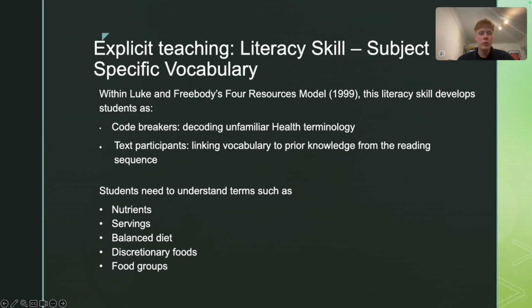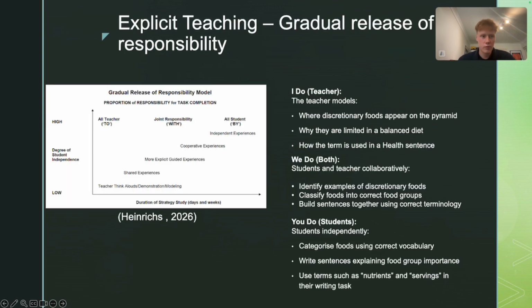During this time, we will be looking to explicitly teach one literacy skill and one numeracy skill. For this one, I've chosen to explicitly teach the subject-specific vocabulary. Referencing the four resources model, this literacy skill develops students as code breakers as they decode unfamiliar health terminology, and text participants as they link vocabulary to prior knowledge from the reading sequence. Students need to understand key terms such as nutrients, servings, balanced diets, discretionary food, and food groups.